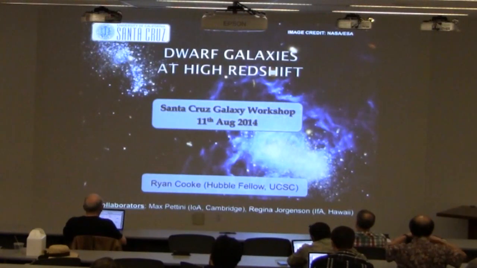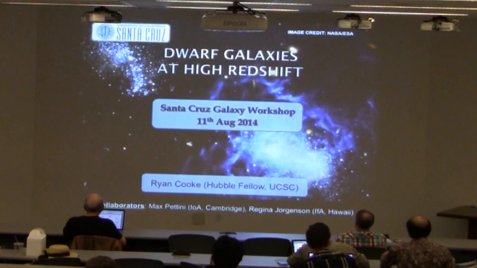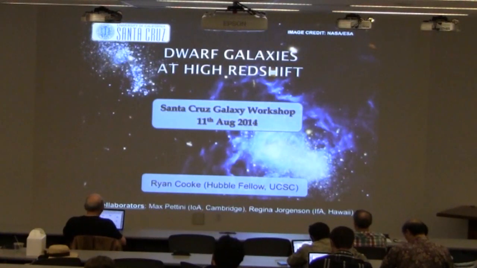Or you can use the deepest images that we have at present of the high redshift universe and try to study these dwarf galaxies directly by looking at 5-sigma detections of light. It would be really, really high redshift observations. Today I'm going to tell you about an alternative technique with which you can study dwarf galaxies at high redshift.